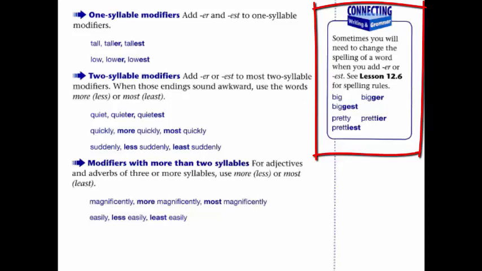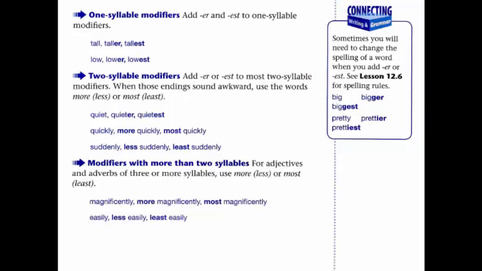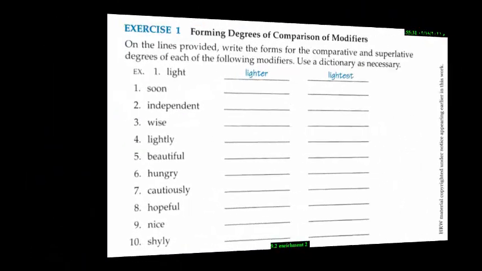Similarly, the word pretty, prettier, prettiest. When the modifier ends with a Y, you need to check the letter before the Y. If it's a consonant, you change the Y into I and then you put the ER. And similarly, prettiest, you change the Y into IEST.